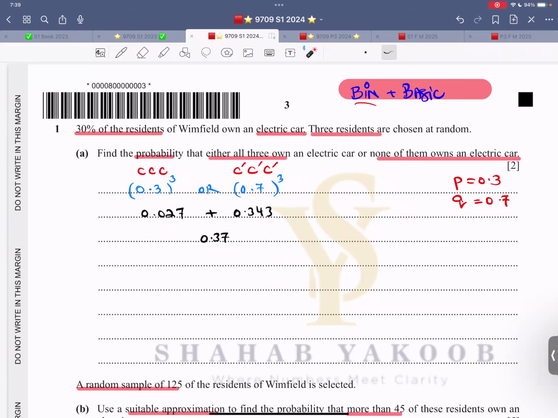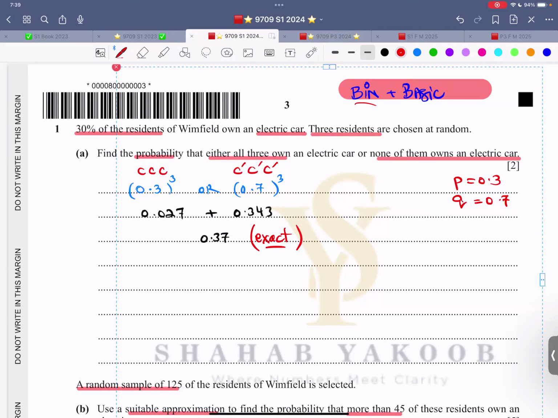This answer is exact. So leave the answer in this form. This answer is exact. Therefore, there is no rounding off. Keep that in mind. I focus a lot on accuracy. Please do take care of it.